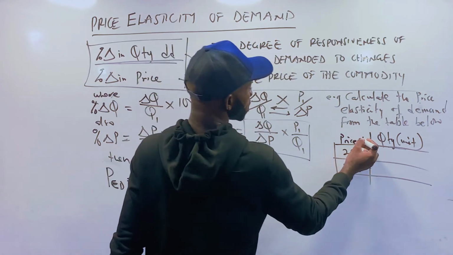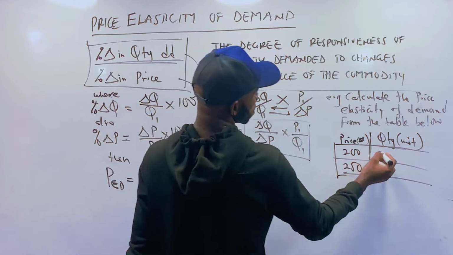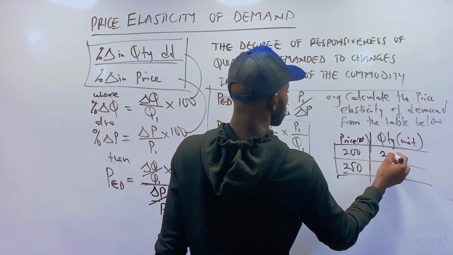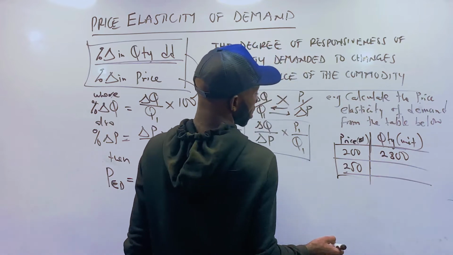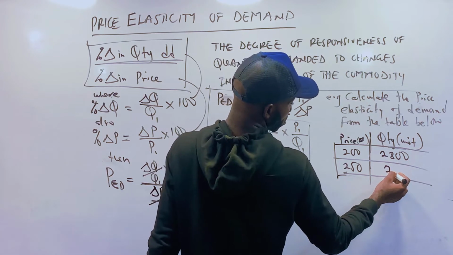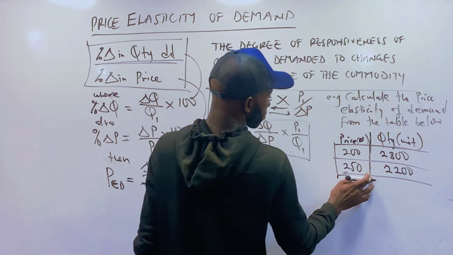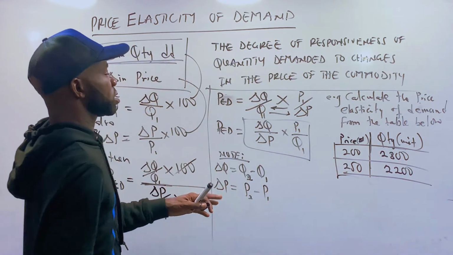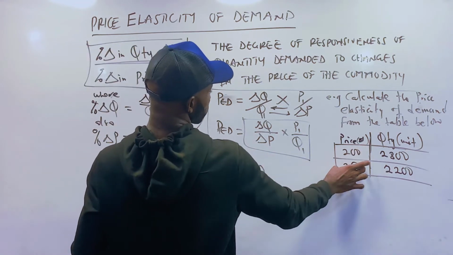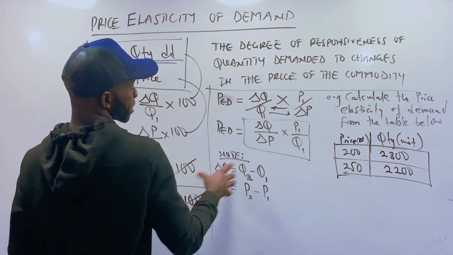If you follow the law of demand, as price increases, quantity demanded will reduce. So let's assume we have 2,800. If this has to reduce, maybe it will come down to 2,200. If I have to calculate the elasticity of demand using this shortcut, all we need to do is check the difference between this and this, difference between this and this, and then we have values that can go into this.